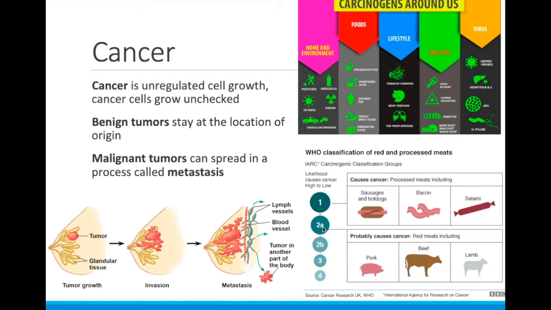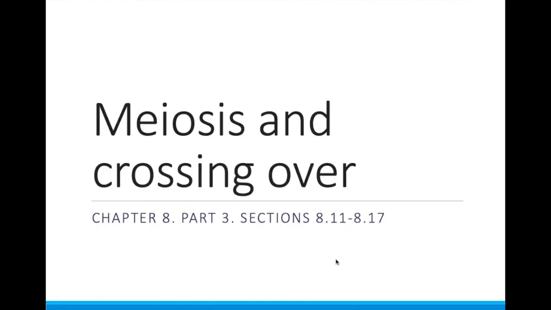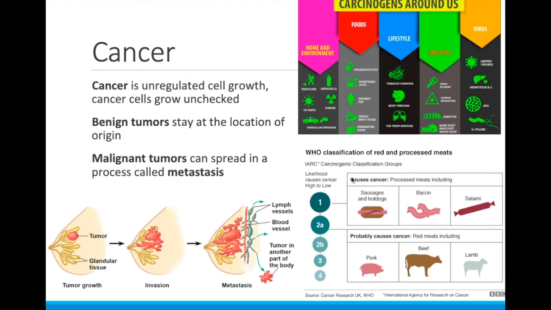Group 2A is shown that it probably causes cancer. There's a high correlation between eating these and getting cancers. So they've included in these red meats from pigs, beef, and lamb. Think about your diet and think about how much of these carcinogens you regularly consume on a daily basis.